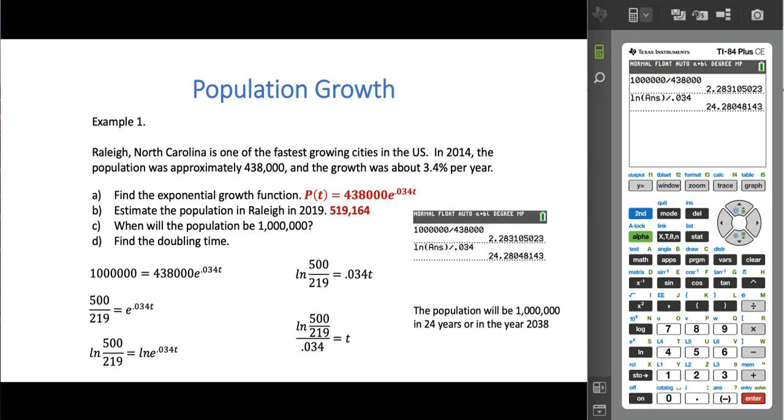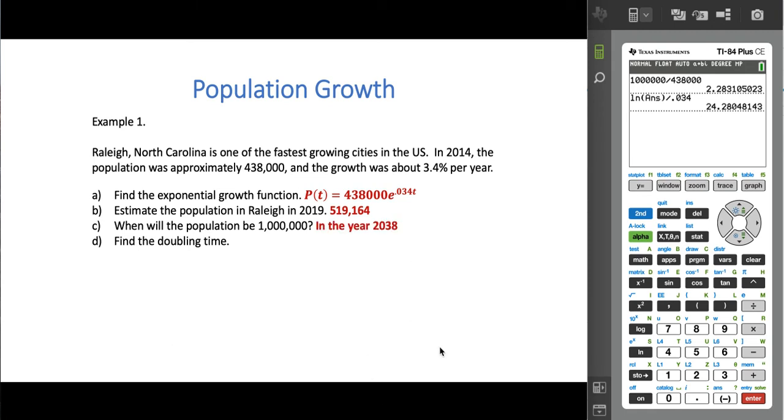And so the population will be a million in 24 years, or in the year 2038. Okay, the next thing we're asked is to find the doubling time. Well, think about this. If we're finding the doubling time, that means if the population is 1, we want to know how long it's going to take for the population to be 2.